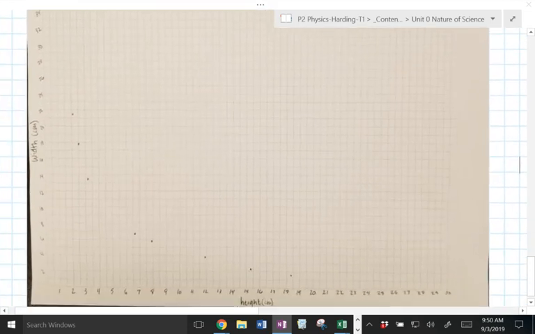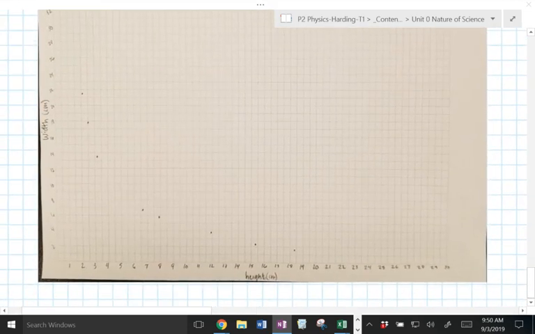So here's a graph. What relationship, if any, exists between height and width? Well, this is width and height. Does it matter? If you have height and width, does your graph look like this? Or does it look different from this?